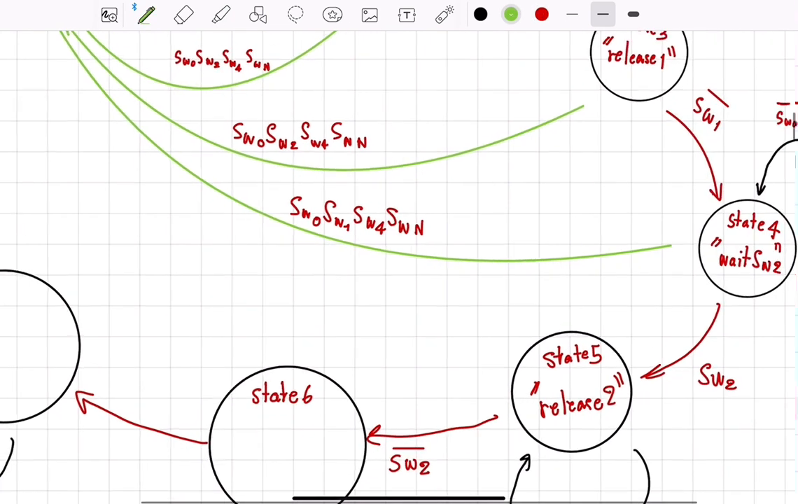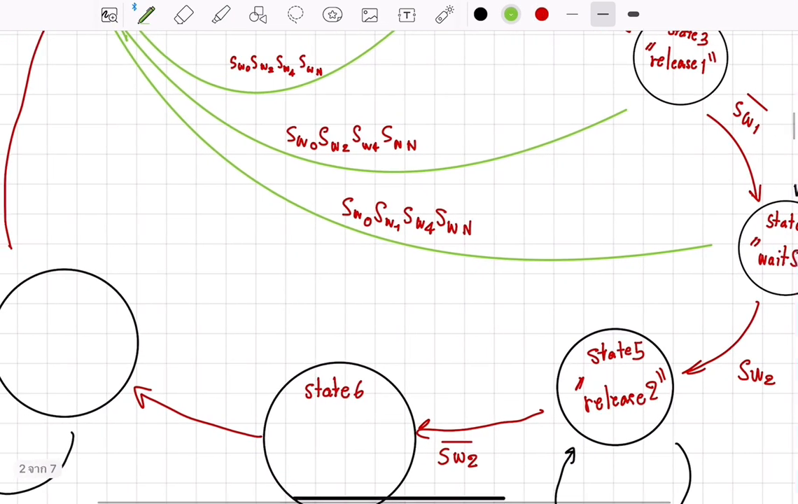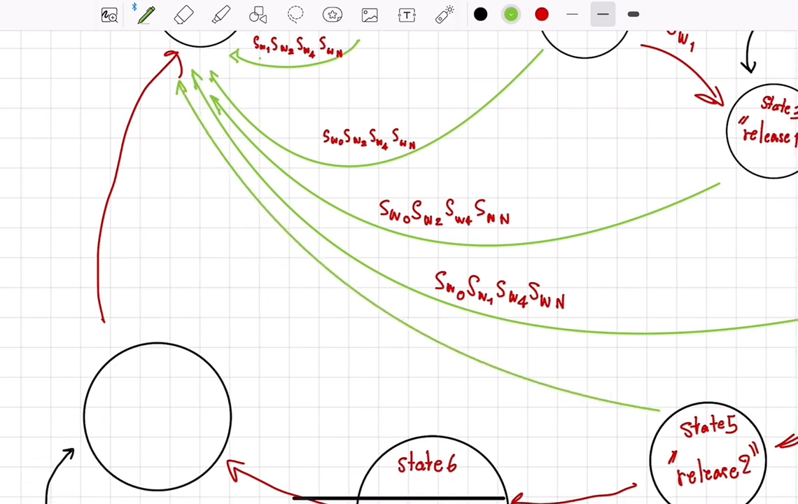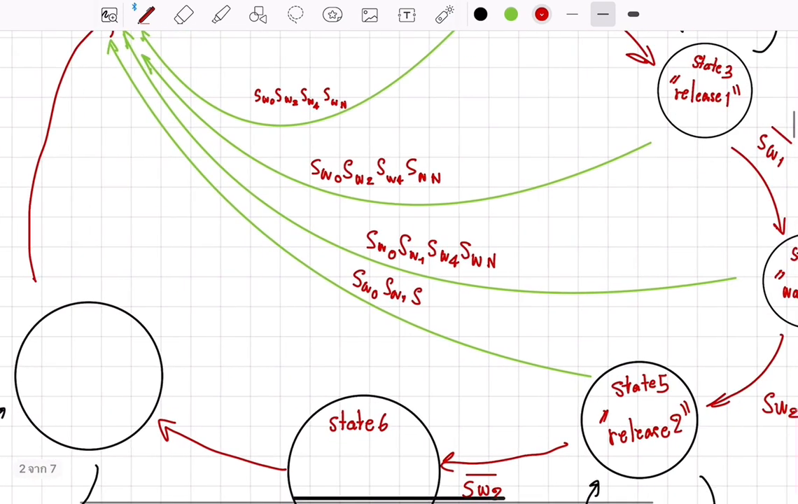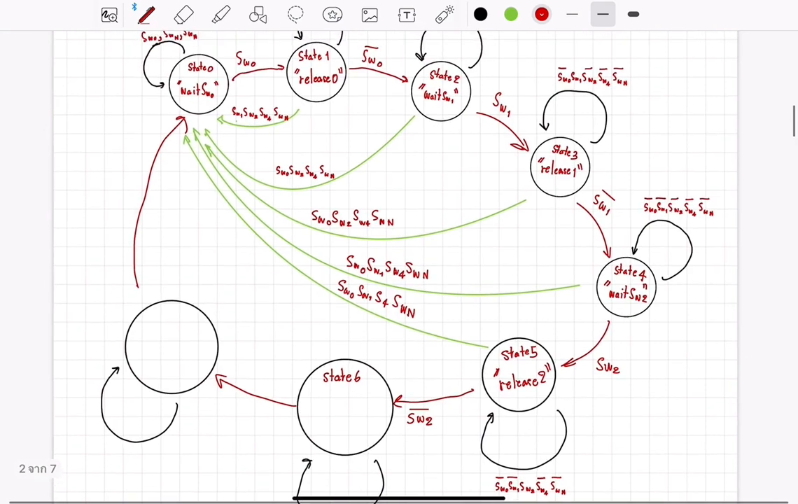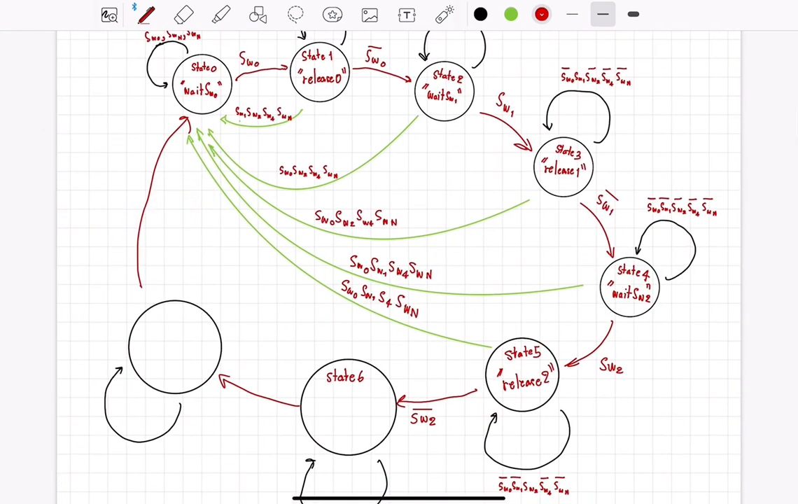If I put switch 0, I put switch 1, I put switch 4, and it just goes to state 0, alright? You know that.